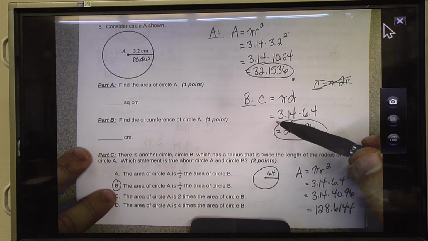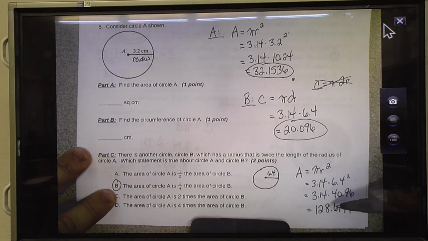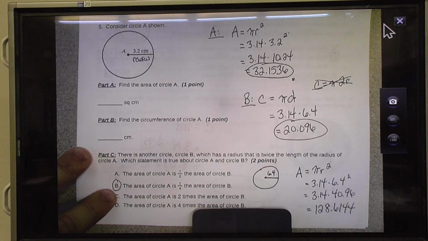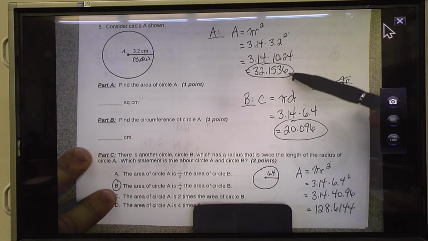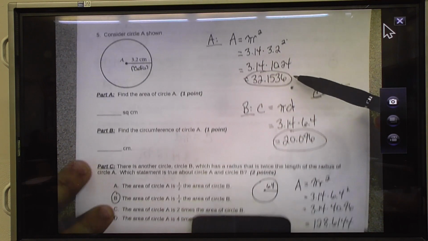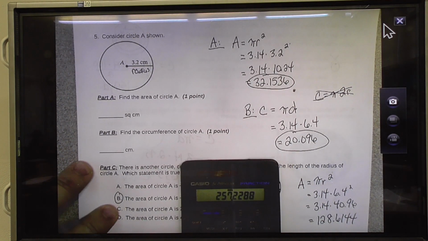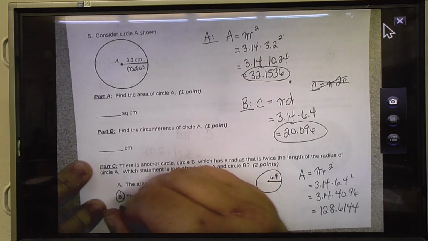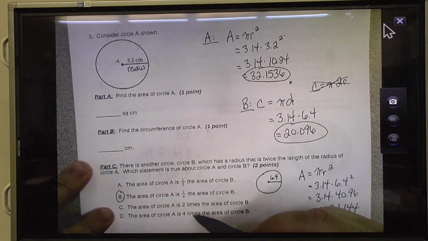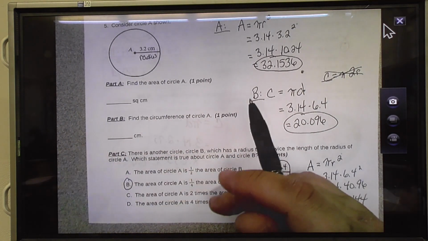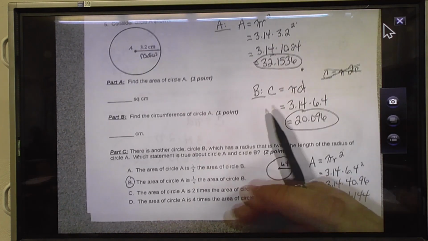The area of circle A is 2 times more than B. I'll do 128.6144 and multiply it times 2. Is that what this one is? I got an answer of 257.22. No, so the only correct answer, and obviously D's not going to be the answer because if it isn't 2 times bigger, it's showing to be 4 times bigger. The only correct answer is B on that one.